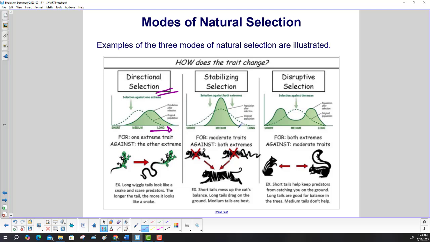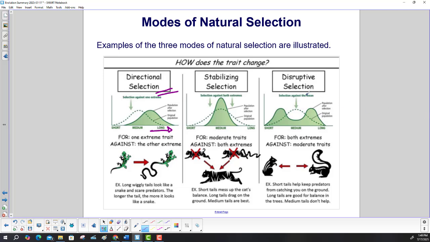Second one, stabilizing selection. It selects against both extremes. This dashed line was your original population, and here's your selection against both extremes. So that's for moderate traits and against both extremes. The example is short tails mess up the cat's balance. Long tails drag on the ground, so medium tails are best.